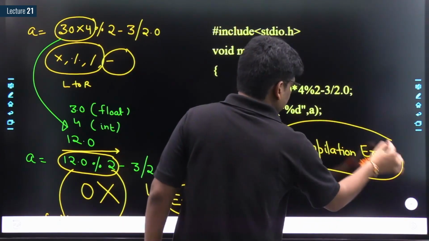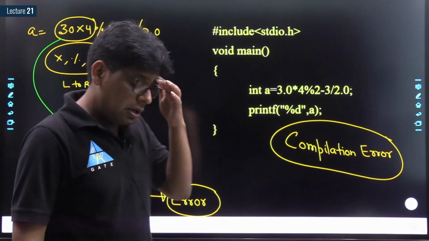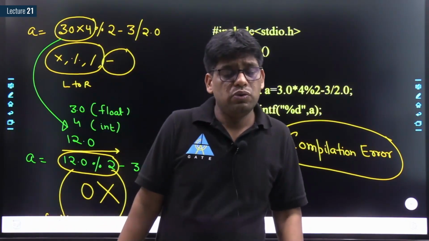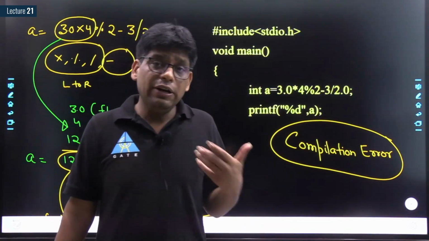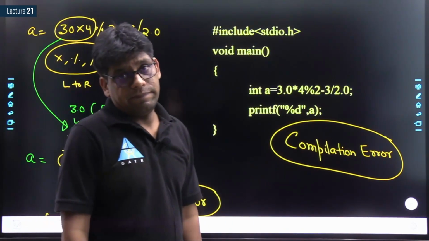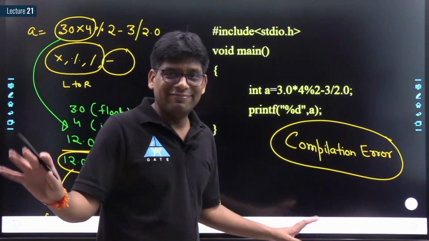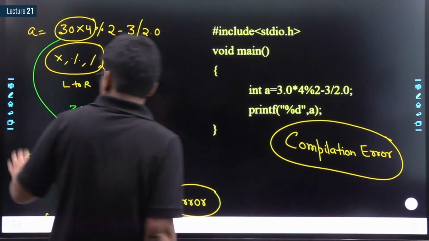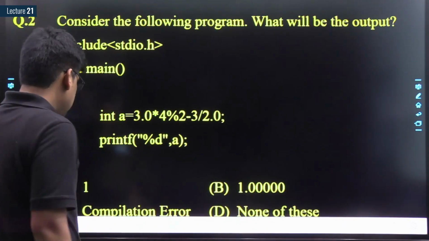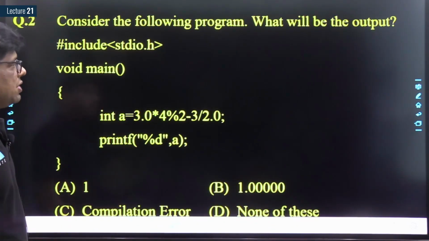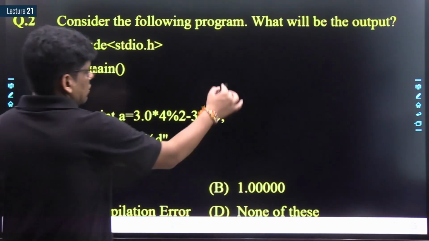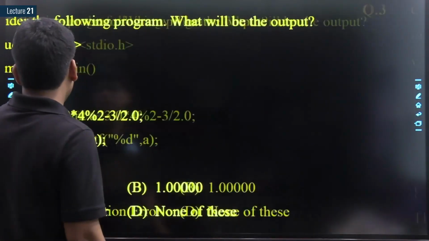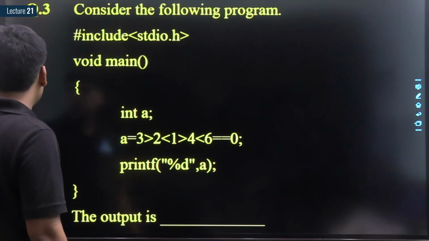Being a programmer, especially if you are preparing for a competitive exam, you should be very careful while trying to find out the output of code. Single mistake, marks gone. So this was workbook question number 2. What is the answer? Option C, that is compilation error. Option C is the right answer. Sir, let's solve a few more questions.